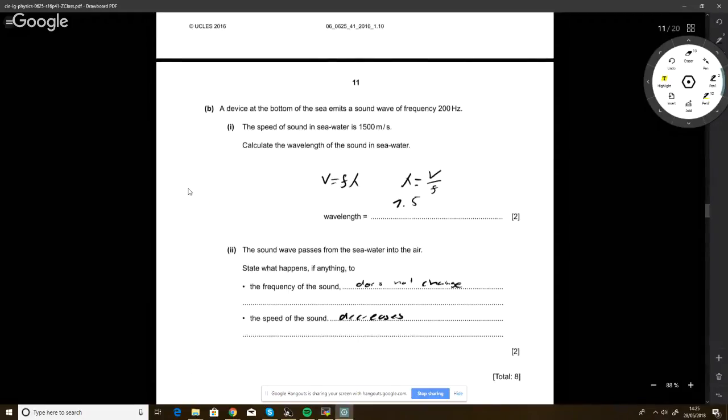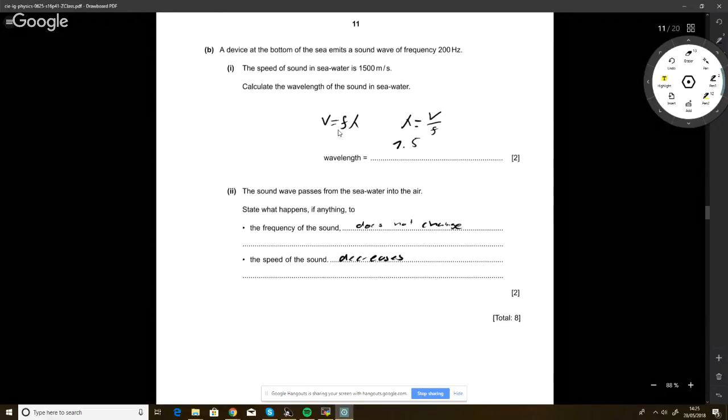Okay, a device at the bottom of the sea emits a sound wave of that frequency. The speed of sound in the water is this much. Calculate the wavelength. You just chuck it into your formula, which is the velocity is equal to frequency times the wavelength, and you just divide the velocity by the frequency, and you get the wavelength. It should be in meters.